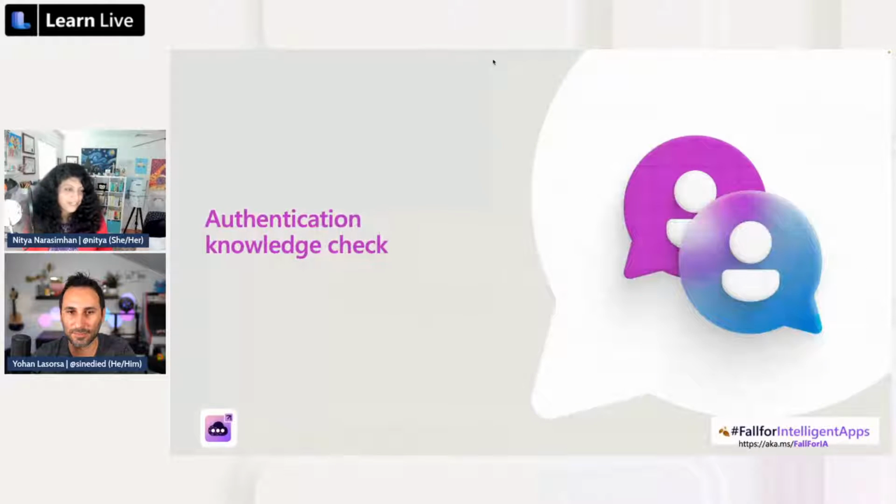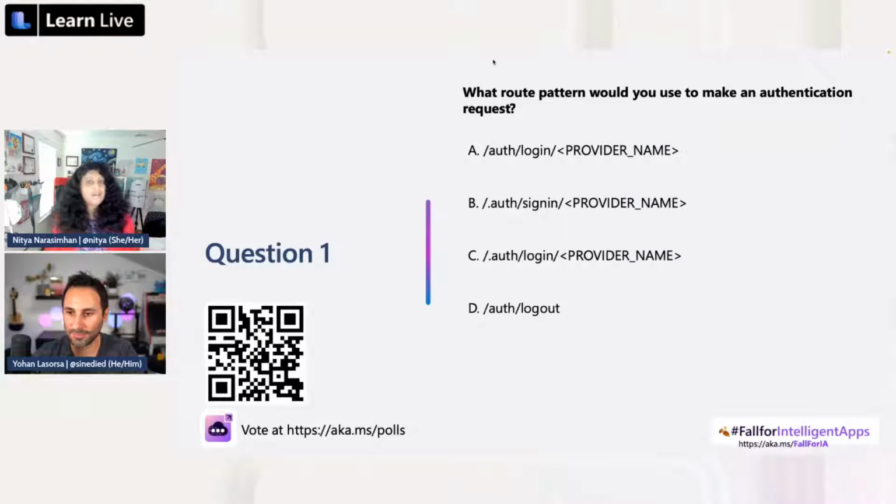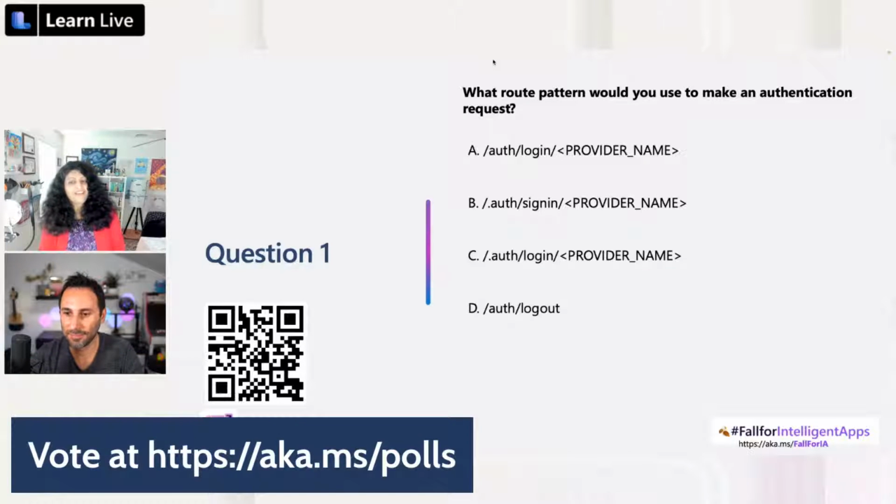We're going to just do a knowledge check. Hopefully I'm on time to hand it off to Johan. So, first knowledge check. We talked about how Static Web Apps makes it super easy for you to log in. What route pattern would you use to make an authentication request? Johan, I'm not going to ask you because this would be cheating. You know the stuff too well. But any clues? I have my ideas.